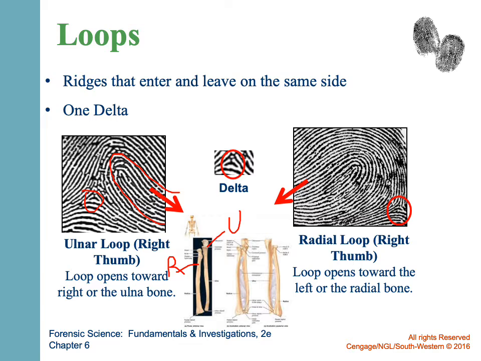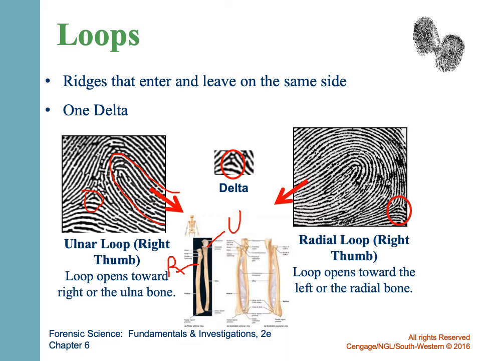Here I've already drawn on this, but these are loops. You have ridges that enter and leave on the same side. You can have what's called an ulnar loop or a radial loop. If you look at your right thumb, on the inside you have two bones: the radial bone and the ulnar bone. The radial bone is on the thumb side. The ulnar bone is on the pinky side. If the loop opens up towards the ulnar bone, it's called an ulnar loop. If the loop opens up towards the radial bone, it's called a radial loop.